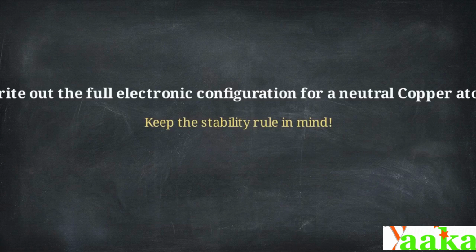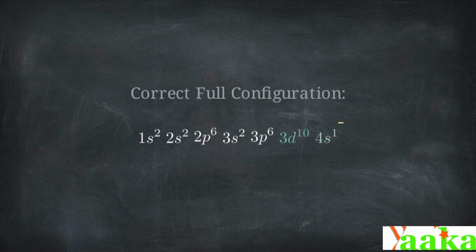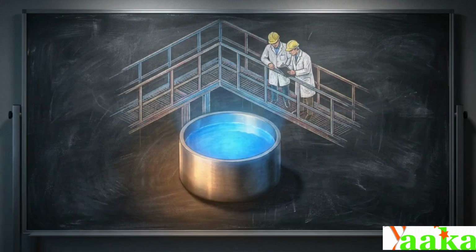Now, take a moment to write out the full electronic configuration for a neutral copper atom, keeping that stability rule in mind. The correct full configuration is 1s2, 2s2, 2p6, 3s2, 3p6, 3d10, 4s1. Mastering these specific shifts allows you to accurately predict the complex oxidation states of transition metals in industrial chemical reactions.